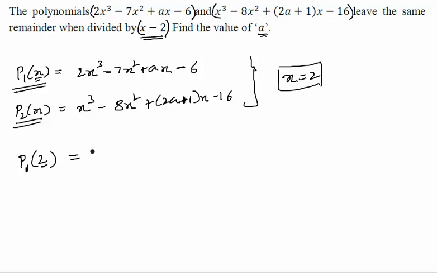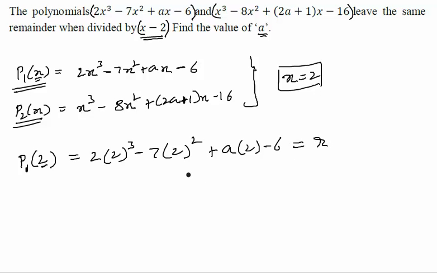So if you do that, you will get 2 into 2 cube minus 7 into 2 square plus a into 2 minus 6, right? This is some remainder. Let us say it is equal to r. We cannot calculate this complete value because we have this variable a in it, right?